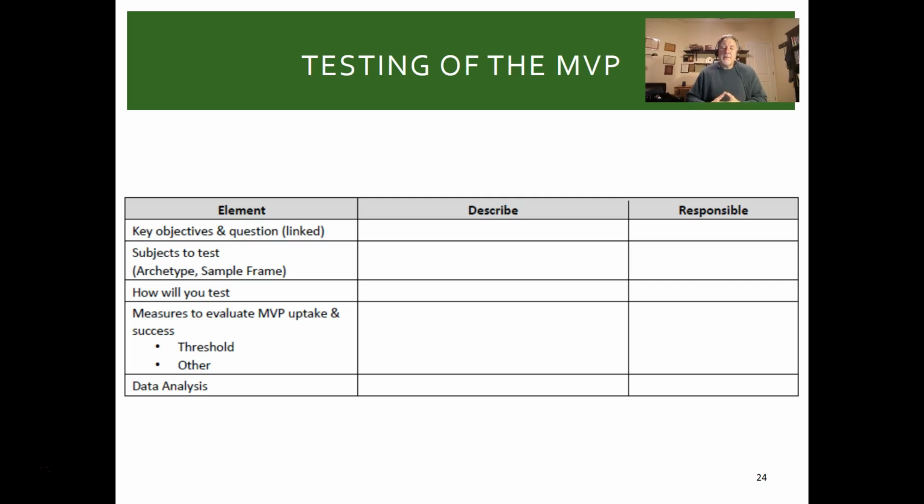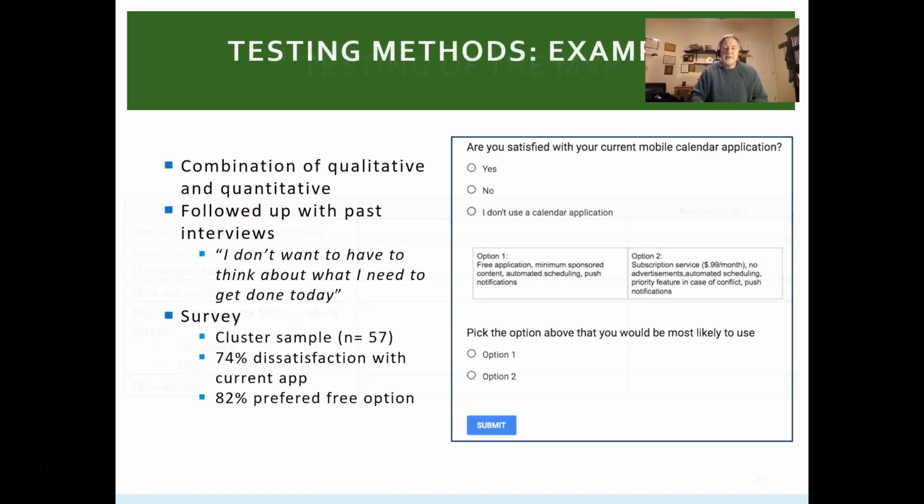And then how are you going to measure? And this is critical. What is your threshold? Like when we think about Kickstarter, you have a threshold for success and whether you hit it or not. So you're going to have to set a goal. But there may be other metrics that you may want to have. And then how are you going to analyze your data? Because that's going to be very important in your final presentation.